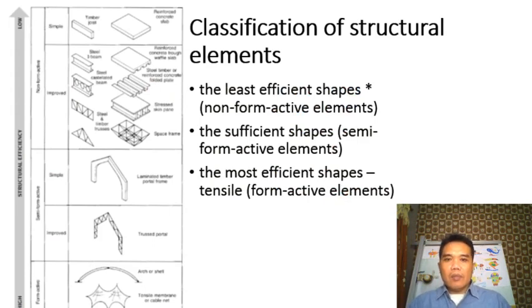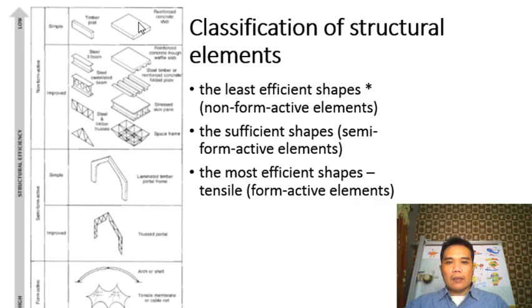And then we may find as well a classification of structural element. The least efficient shapes, which is non-form active element, can be seen on the massive element, let's say concrete beams, columns, and plates or slab.